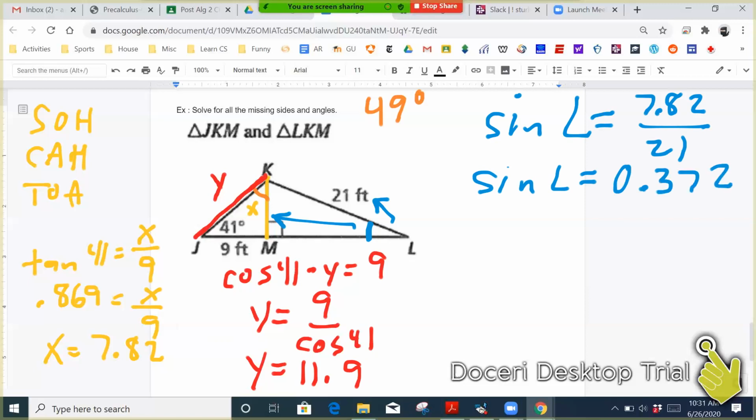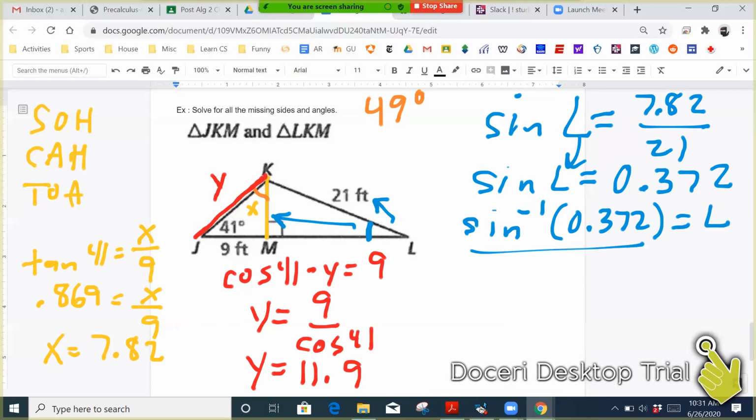Now, if we had a trig table, we could pull it up and see what angle I would take the sine of to get 0.372 or something close to that. But you're often not going to have a trig table handy, but you will have a calculator. So when you're looking for the angle, that's when you use sine inverse to switch the input and the output. This on the calculator will tell me what this angle L is. When I type that in the calculator, L is about 21.8 degrees.